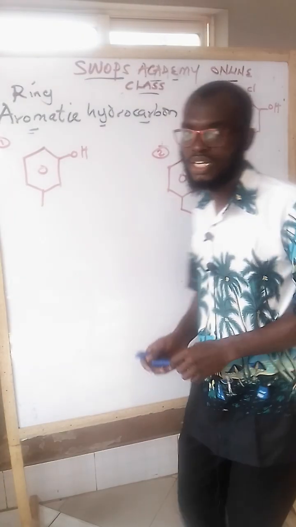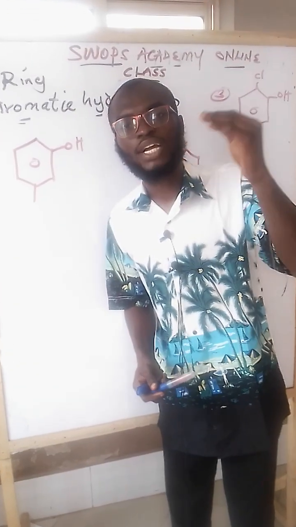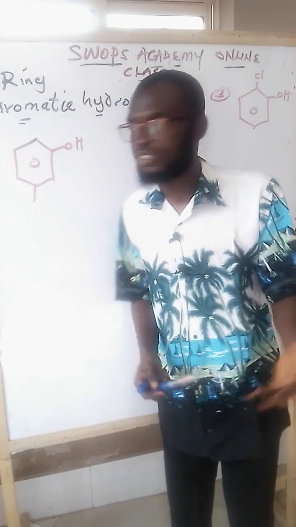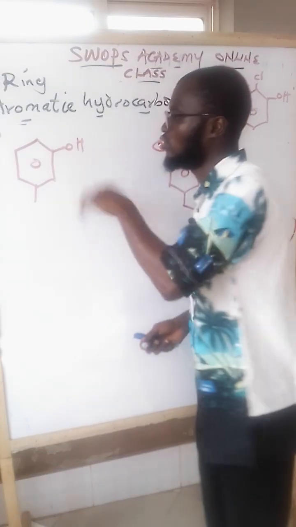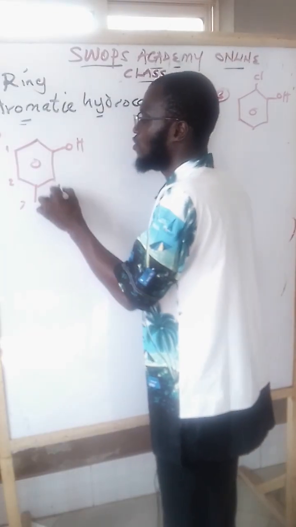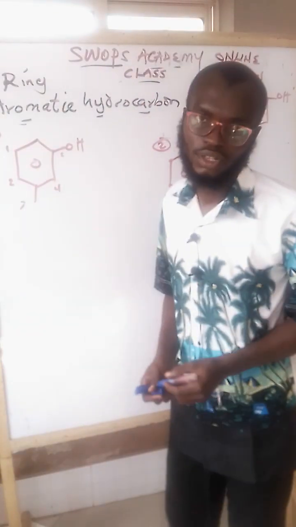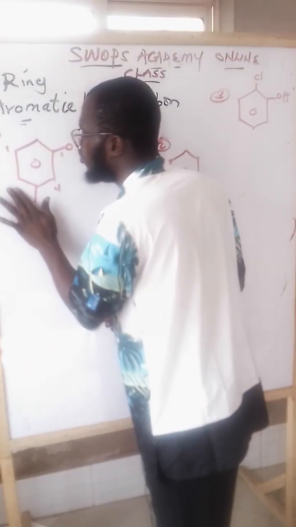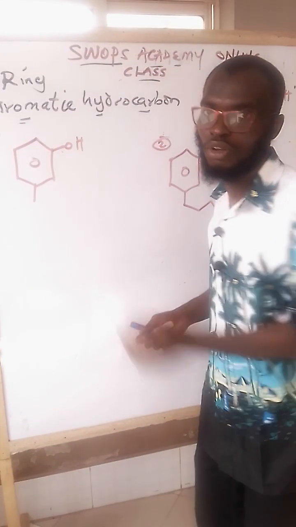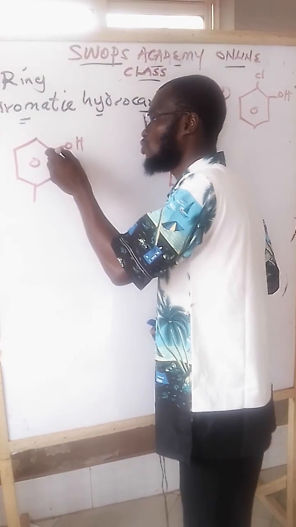Now, since we have known that this is phenol, let's quickly name this. The second thing is that you have to start your counting from the OH hydroxy group. You can't start counting like this: 1, 2, 3, 4, 5, 6. It is wrong. You have to count from where the father's name is. Where is the father's name? Phenol. You have to start counting from there, which is 1.